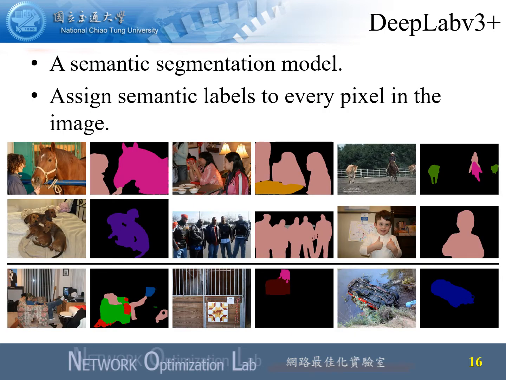DeepLab v3+, which is a semantic segmentation network, is introduced to detect the road region and markings. Every pixel in an image will be labeled by the network and marked as a different category. For example, a human will be marked as skin color, the horse is pink, and the dog is purple.